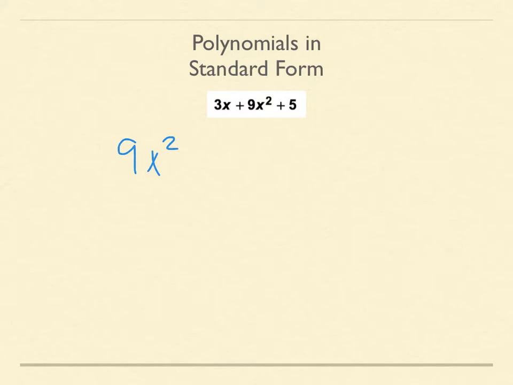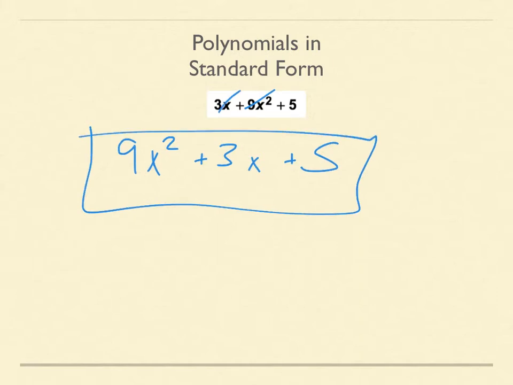9x squared. What do you think comes next? 3x. And then plus 5. So this is in standard form. That's it.